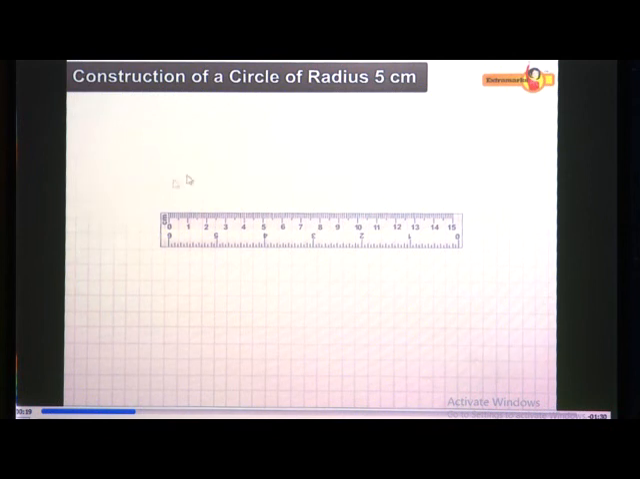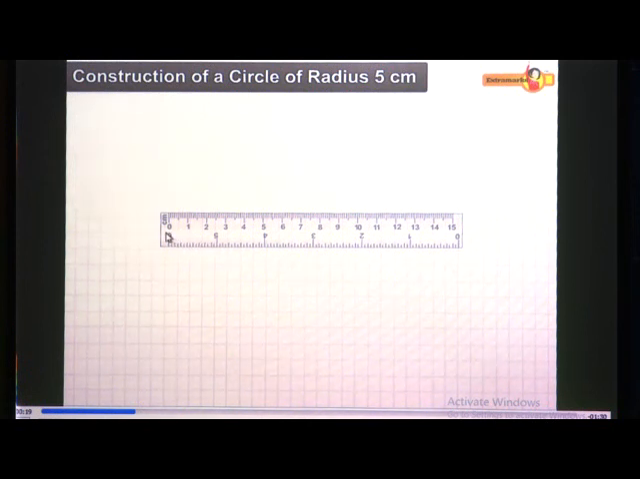Okay, now we are going to see how to construct a circle. So here the question is given: construction of a circle of radius 5 cm. Okay, so what is the radius of the circle we need to construct? It is 5 cm. So what do we require?